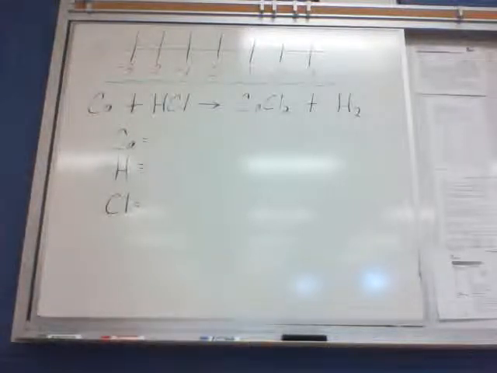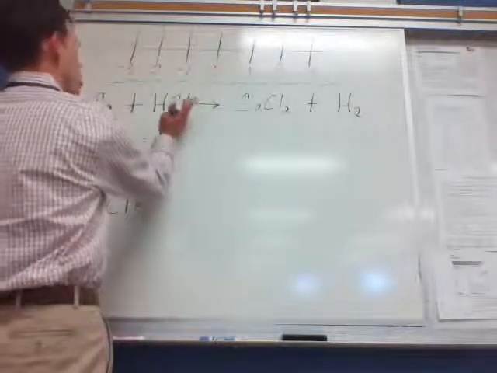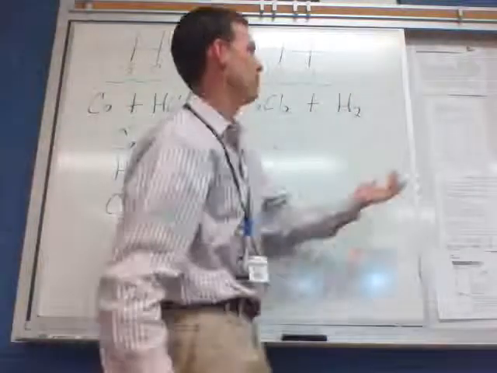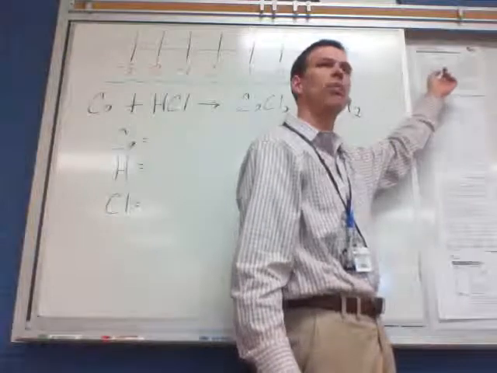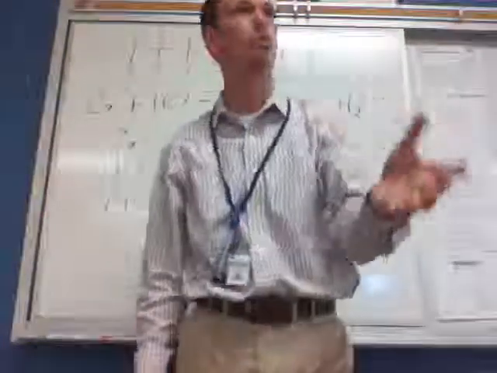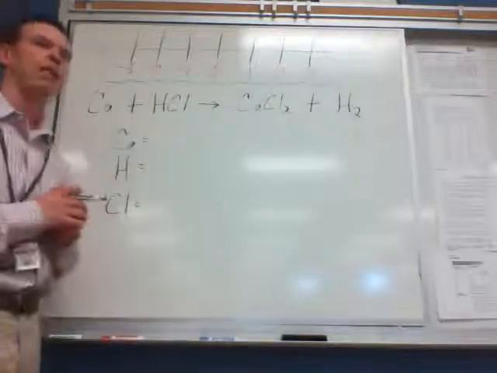In order to figure out who was reduced and who was oxidized in my redox reaction, I need to compare the charges of the reactants to the charges of the products. So it's important that you have your periodic table out with all the charges and your polyatomic list with all the charges. Of course, those will be given to you on the test. And we can start labeling some stuff.